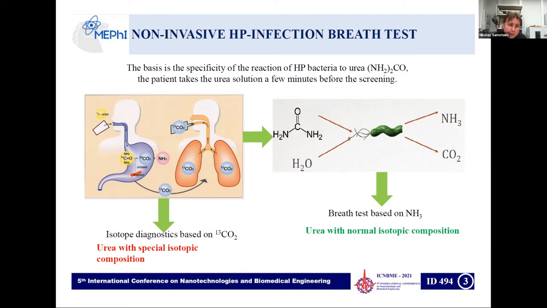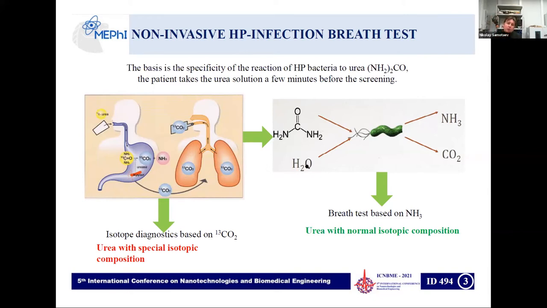A typical test starts from drinking a solution of urea, which comes to the stomach and reacts with Helicobacter pylori bacteria, producing carbon dioxide containing the specific isotope, which is detected by infrared spectroscopy, by optical instruments. From another side, the chemical reaction of urea with Helicobacter pylori produces ammonia.